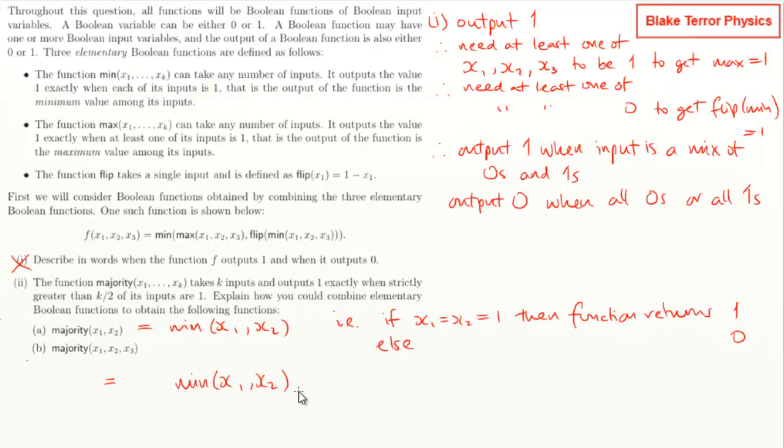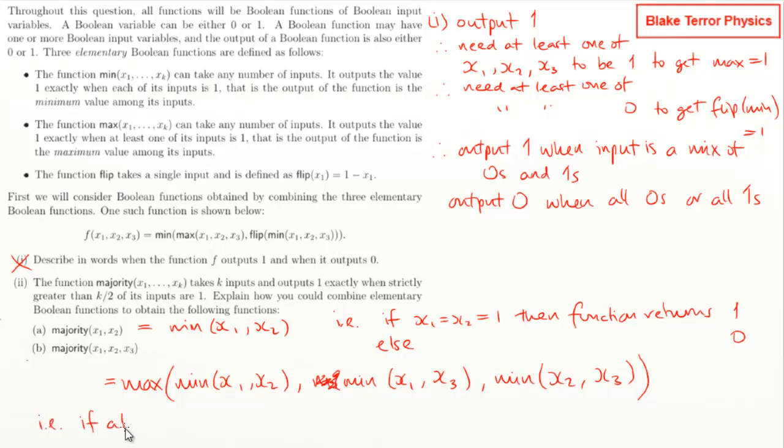We need to find one of these. So I just wrote the min x1, x2, min x1, x3, because we need to find one of these pairs. Fortunately, there's only 3 pairs, so, and then min x2, x3. So if one of those returns a 1, then we've got our majority. So we need to do a max around these.